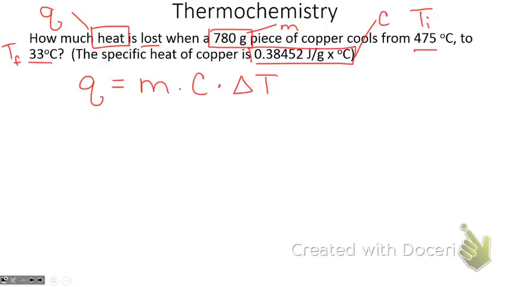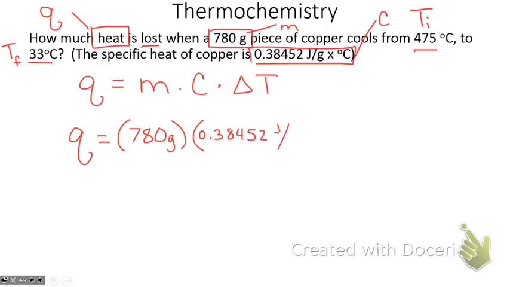So let's go ahead and plug in here. Q is unknown. I have a value for mass. I can plug in 780 grams for my mass. My specific heat, they give me in the problem, 0.38452, and that's joules divided by grams times Celsius. I know that has funky units. I'll show you how they cancel in just a minute.